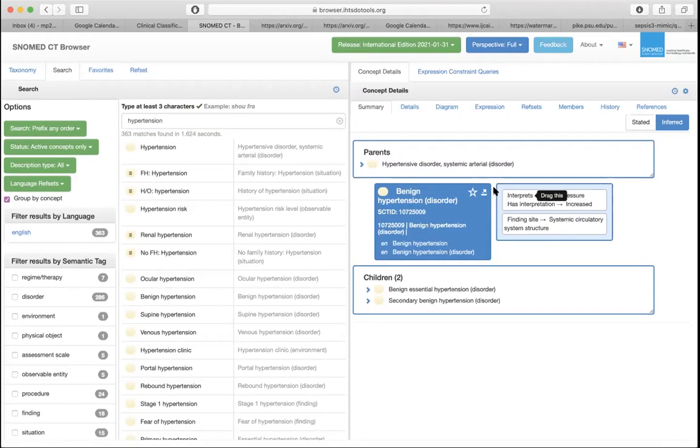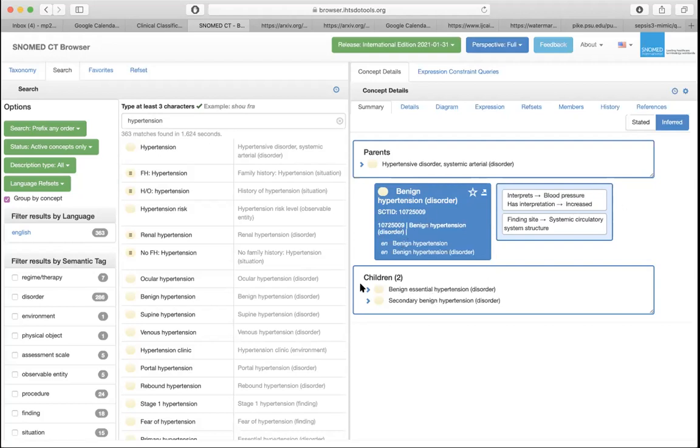I guess this "has interpretation" relationship is how this specific concept is usually interpreted. It could be increase or decrease. Like hypertension is about your blood pressure being increased, right? So it's increased. If we look for hypotension, which is 저혈압, then we would find "has interpretation decrease," something like that, right?